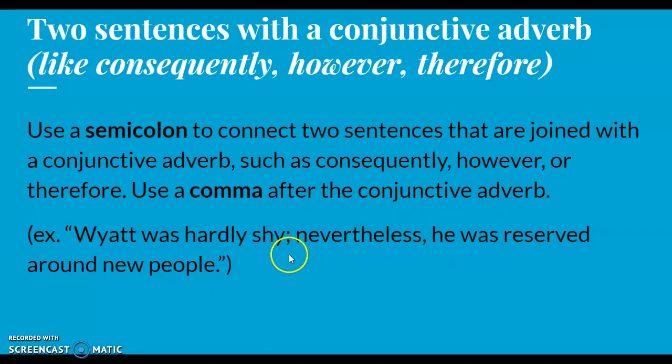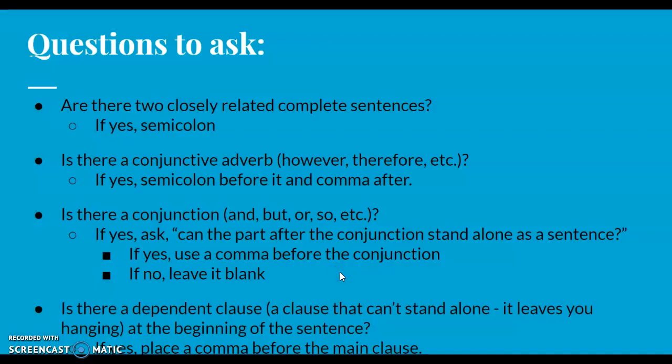So we do a semicolon and then the conjunctive adverb and then a comma after it. So Wyatt was hardly shy; nevertheless, he was reserved around new people. So, as you're starting this exercise, the questions to ask, are there two closely related complete sentences? If the answer is yes, use a semicolon. Is there a conjunctive adverb, like however, therefore, etc.? If yes, use a semicolon before it and a comma after.